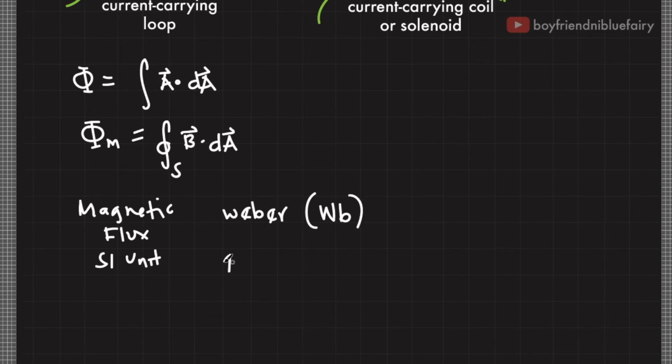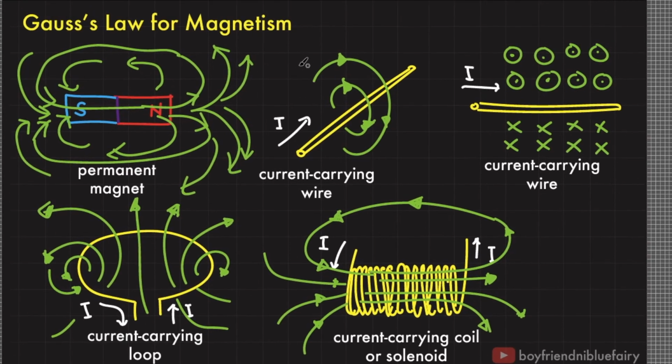So 1 Weber, based on this equation, is actually equal to 1 Tesla times meter squared. So let's try to go back to one of these sources of magnetic field. Whatever setup or system I choose, for example, I choose this permanent magnet.